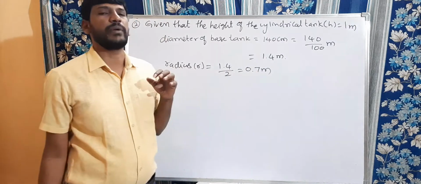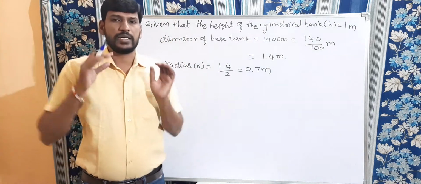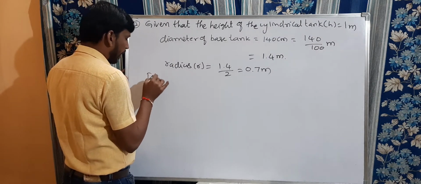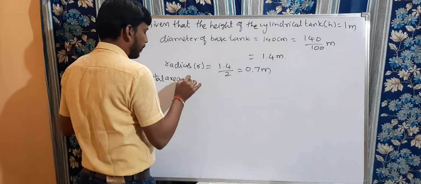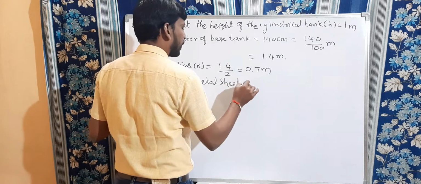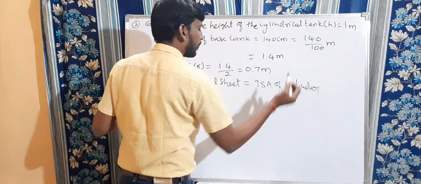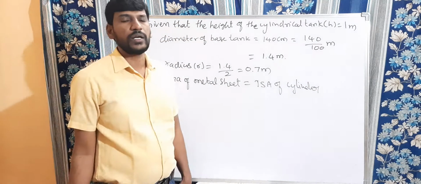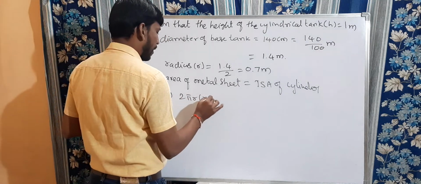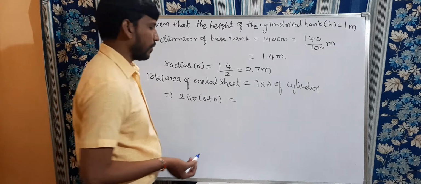They are asking how many square meters of metal sheet are required to make a closed cylindrical tank. Clear? So now, the total area of metal sheet is equal to the TSA of the cylinder. We need to find out the TSA of the cylinder. What is the TSA of a cylinder? 2 pi r into r plus h. So we know the r value, h value and pi value. We have to substitute here.